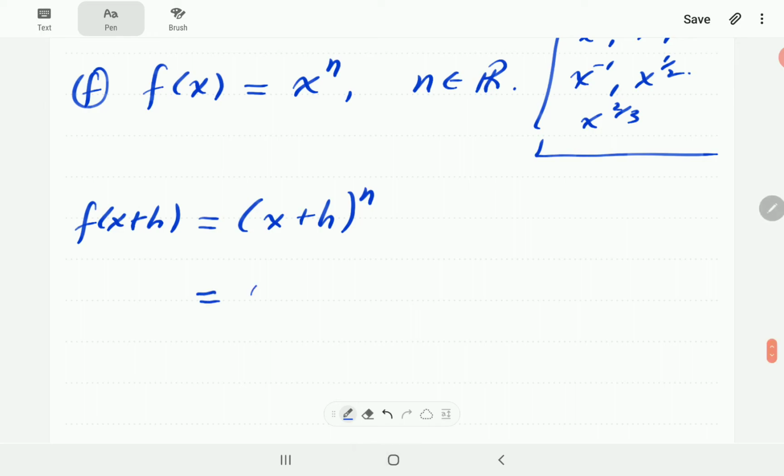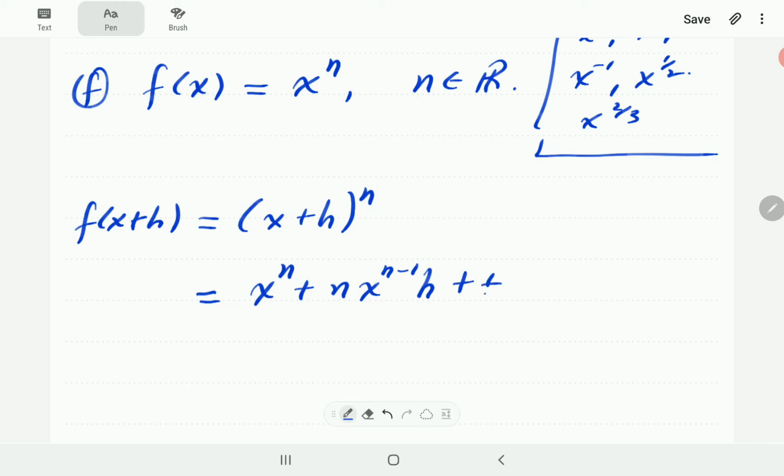So according to the binomial theorem, the first term is going to be x to the power n. Then the next term is going to be n times x to the power n minus 1. So the powers of x are going down and the powers of h are going up. Here the power of h was 0, it's now 1. Here the power of x was n, it is now n minus 1. So powers of x go down, powers of h go up.